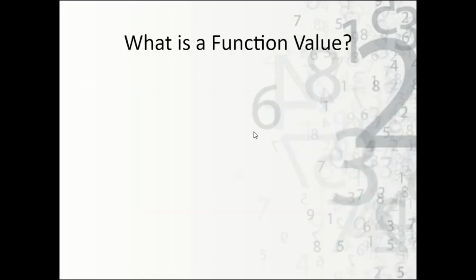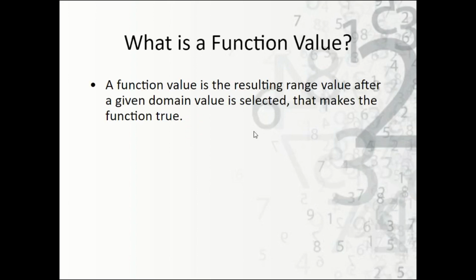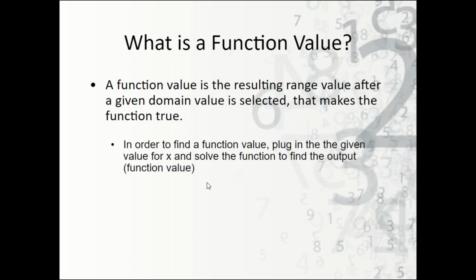Now, what is a function value? A function value is the resulting range value, so the y value, after a given domain value is selected that makes the function true. So in order to find a function value, we're going to plug in the given value for x. Whatever they tell us they want for x, the function value is the result or the output. So for instance, if I have f of 3 is equal to x minus 5, all that means is I'm going to take 3 and plug it in, and the result is what we call the function value. So we plug 3 in for x, and we get 3 minus 5, which is negative 2. So negative 2 is my function value.